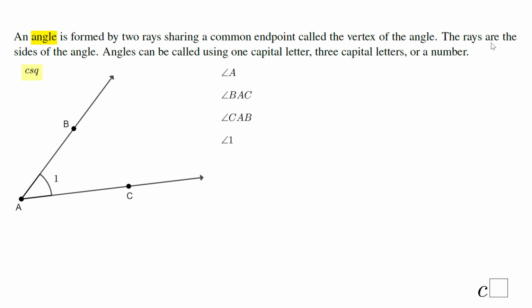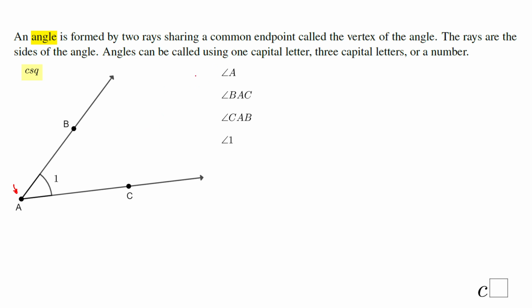In this lesson we will talk about angles. And you see here the definition of an angle. An angle is formed by two rays. You see here in the picture ray AB and ray AC. The common endpoint, this guy here, is called a vertex.